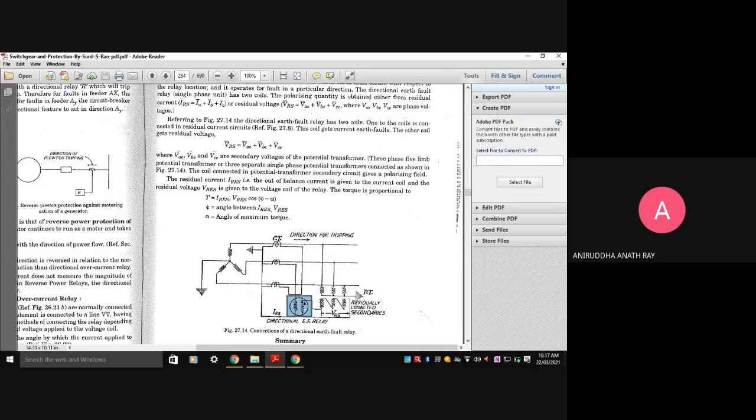Whereas the other coil is getting residual voltage. So VR equal to VAE plus VBE plus VCE. This coil is getting residual voltage over here. What are VAE, VBE and VCE? They are the secondary voltages of the potential transformers, PTs.